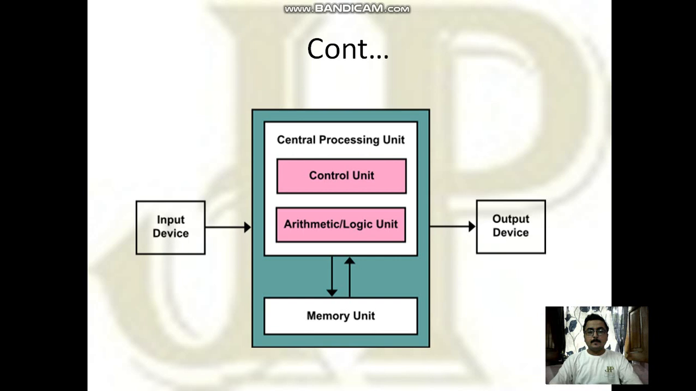This is the pictorial representation of the block diagram of computer system. Here you can easily see that the control unit and arithmetic logical unit are part of the central processing unit. We already discussed this when we learned about the block diagram of computer system.